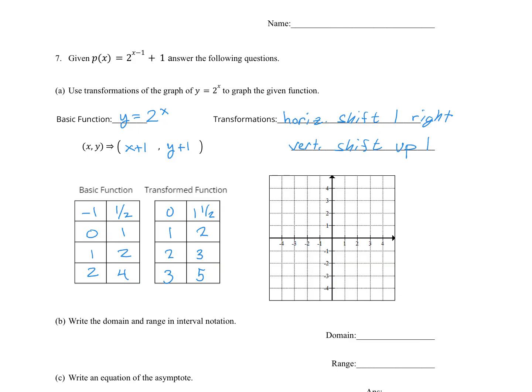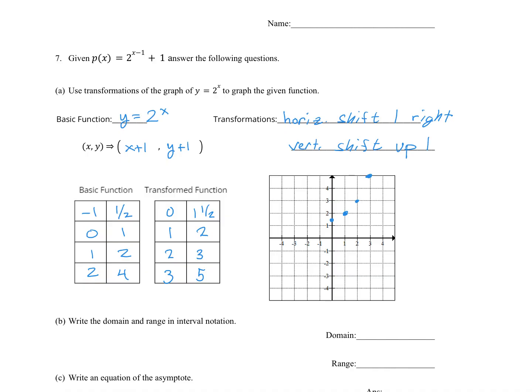We'll start off with (1, 2), because that's the easiest one to graph. And then (2, 3), and then finally (3, 5), which is right up here at the top. And then when I plug in 0, I get 1.5, which is right between 1 and 2.